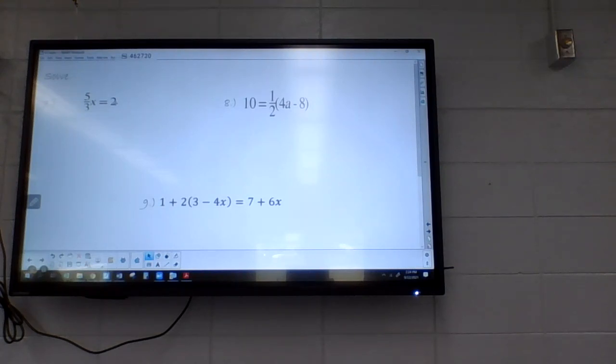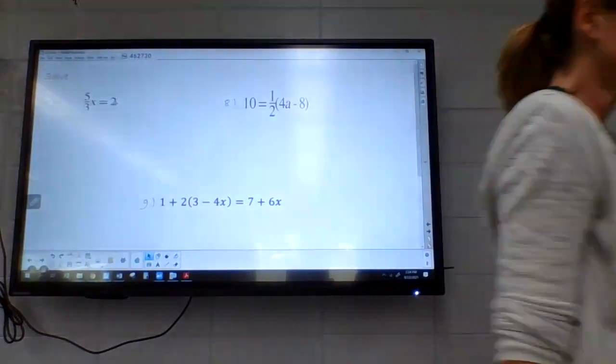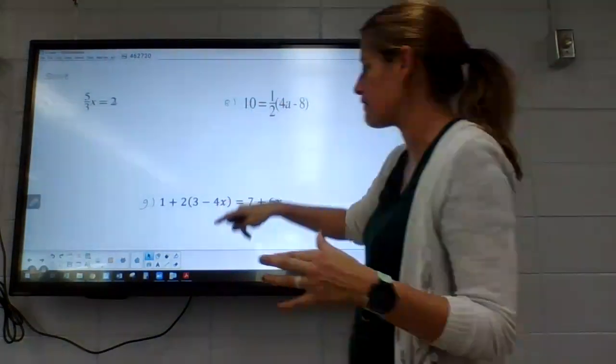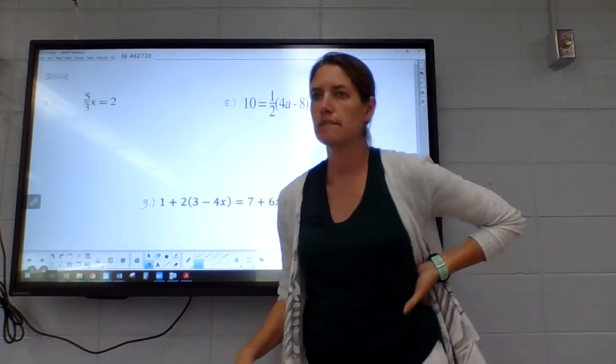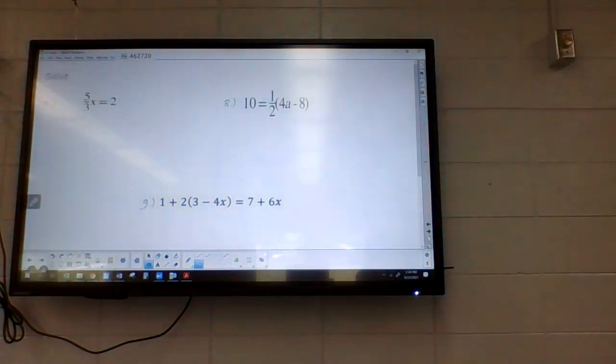So you divided it by 2, okay. I see what you did. You're trying to get the x alone. So I want to get rid of that 5/3. There's a couple of different things you can do here. What'd you guys do?